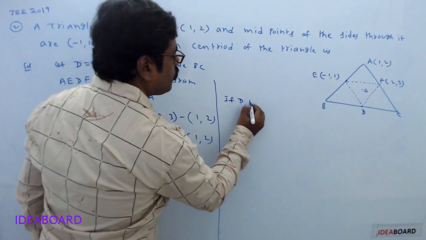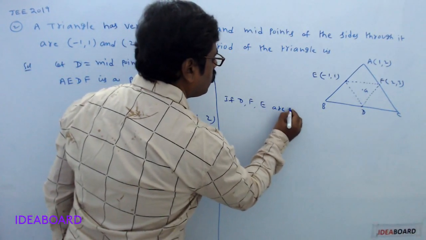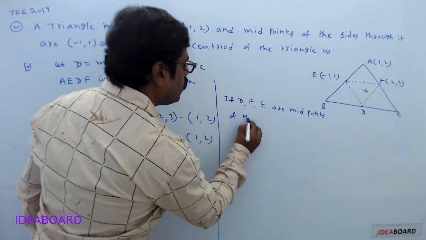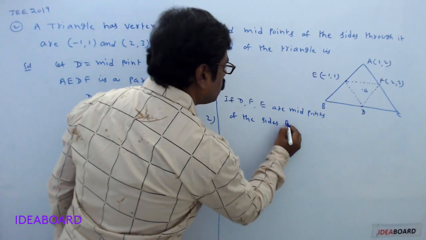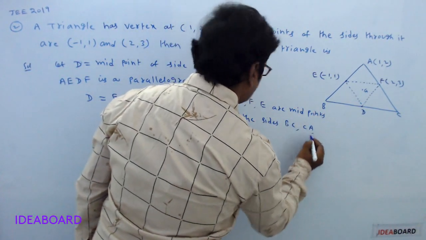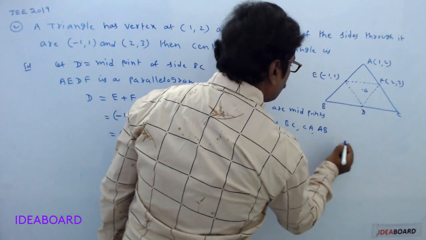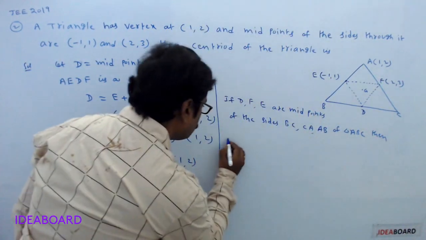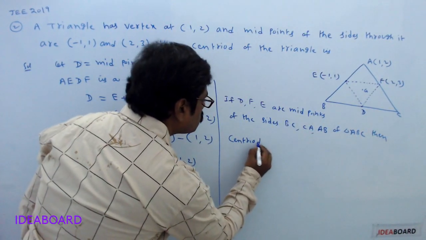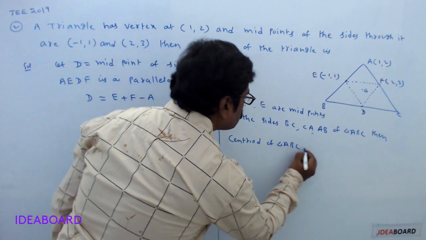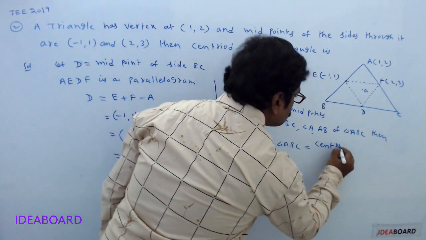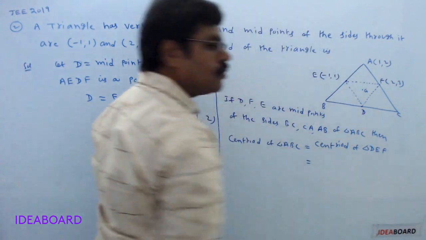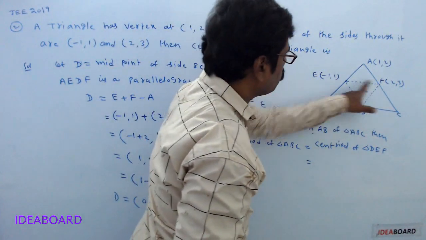So if D, F, E are midpoints of the sides BC, CA, AB of triangle ABC, then the centroid of triangle ABC is the same as the centroid of triangle DEF. So calculate the centroid of this triangle.